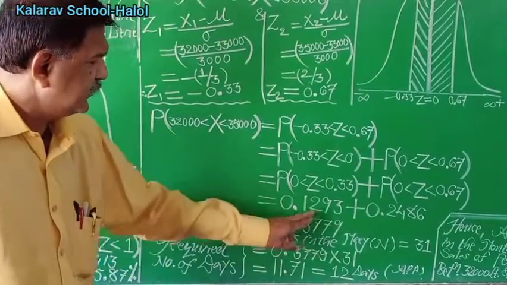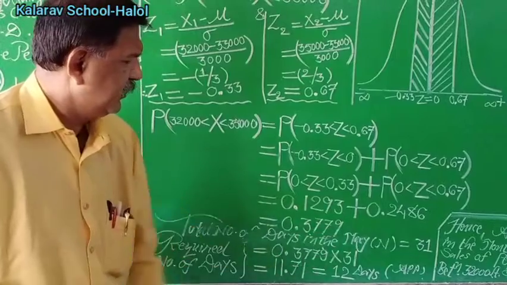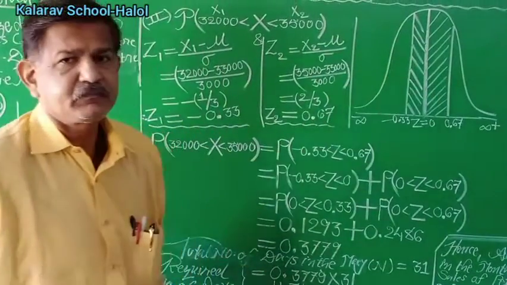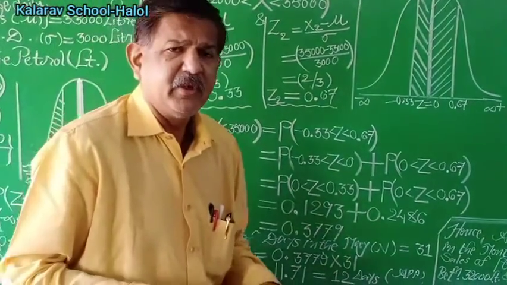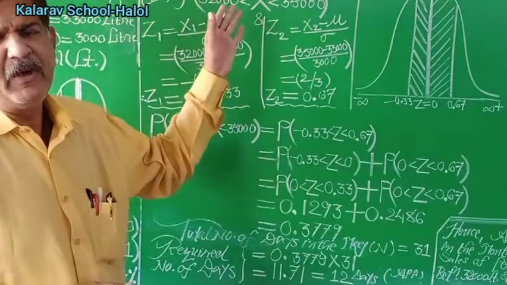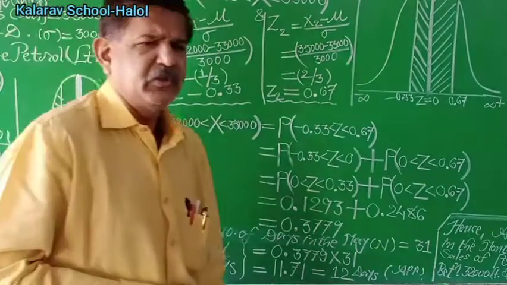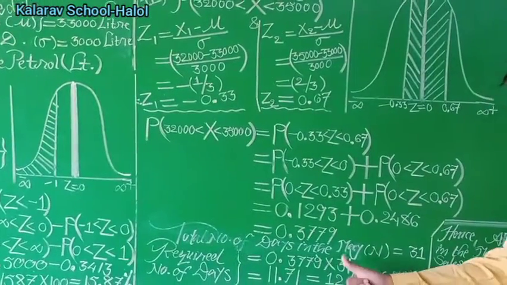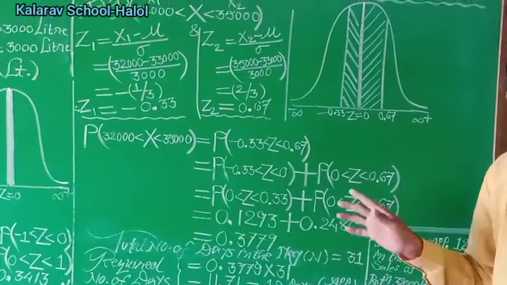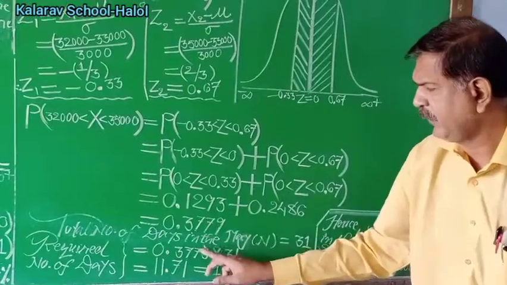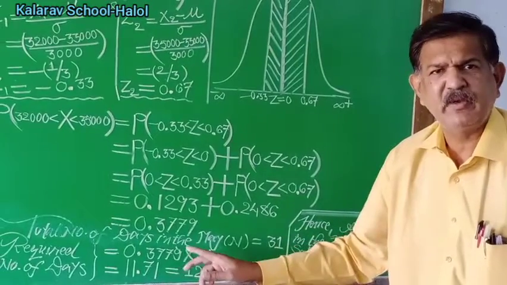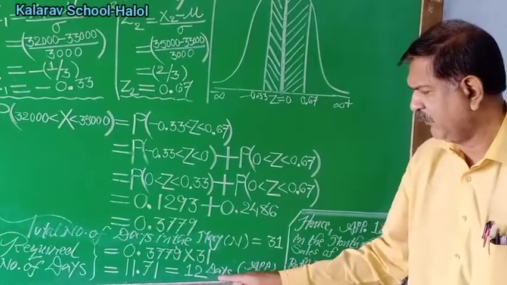If you add this and this, then 0.3779 is the required answer, the probability or the area of this region. But answer is required in form of number of the days, that in the month of May, estimated number of the days for which the sale of the petrol will remain between 32,000 and 35,000. Therefore, total number of the days in month of May, we know, is 31, in any case, leap year or non-leap year. Therefore, required probability should be multiplied with capital N, number of the days, 11.71 days, and that is why approximately 12 number of the days.